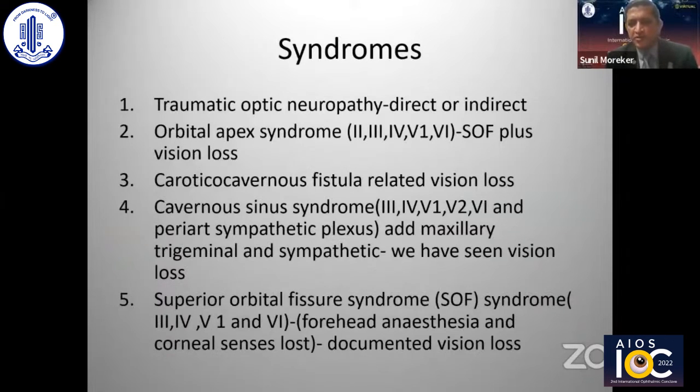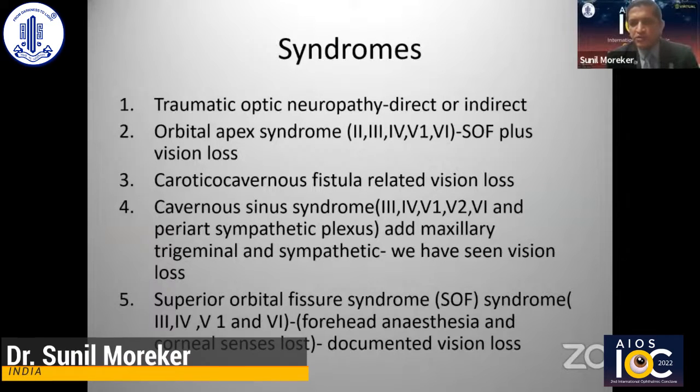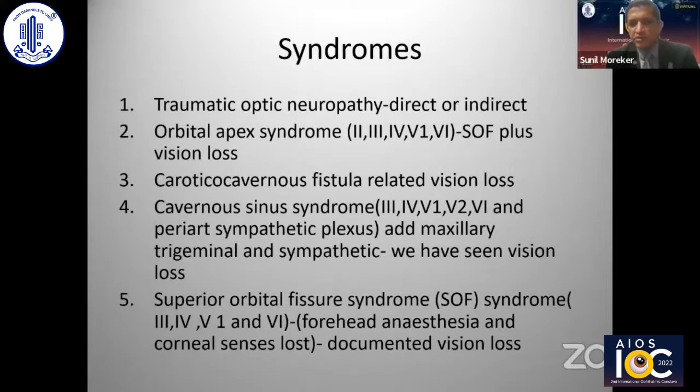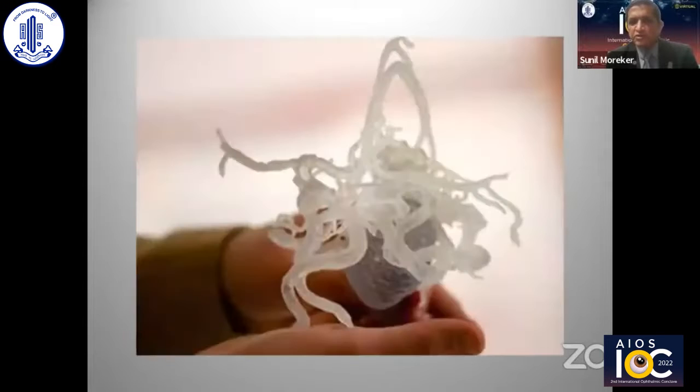We know that there are various ways in which the optic nerve may be involved, but most of the time, we talk about only traumatic optic neuropathy, which is direct or indirect. But you can have visual loss even with orbital apex syndrome. We have seen visual loss with carotid-cavernous fistula and other syndromes as well. So what is this about?